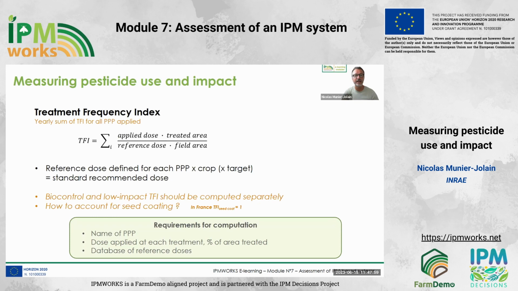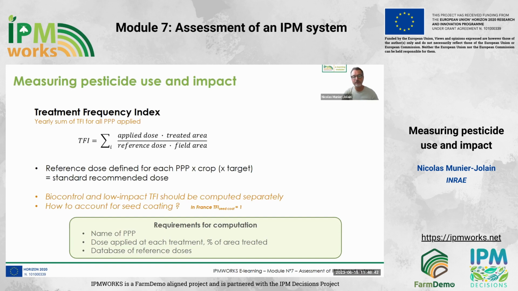The treatment frequency index is the sum of the treatment frequency index for each plant protection product applied, summed over the year. You have here the equation for computing the TFI. So you make the sum of the applied dose multiplied by the treated area. You take into account that on some occasions, for example for band spraying, not the whole surface of the field is treated. And this is divided by the reference dose and by the whole field area.